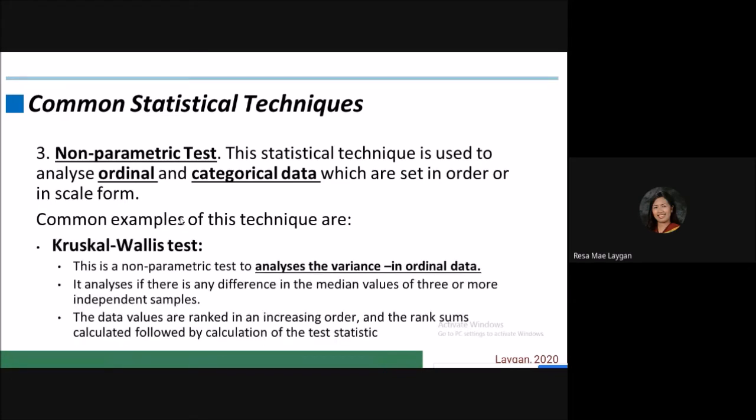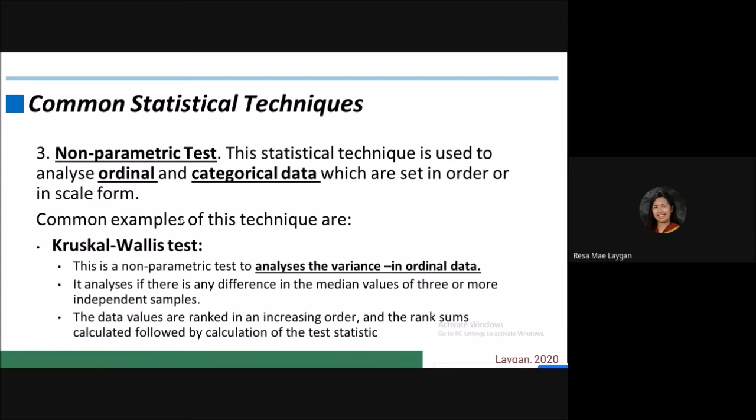Next is the Kruskal-Wallis test. This is a non-parametric test to analyze variance, but not on continuous data; it is on ordinal data, so the data here are in order. It analyzes if there is any difference in the median values of three or more independent samples. The data values are ranked in increasing order because it involves ordinal data, and the rank sums are calculated, followed by calculation of the test statistic.